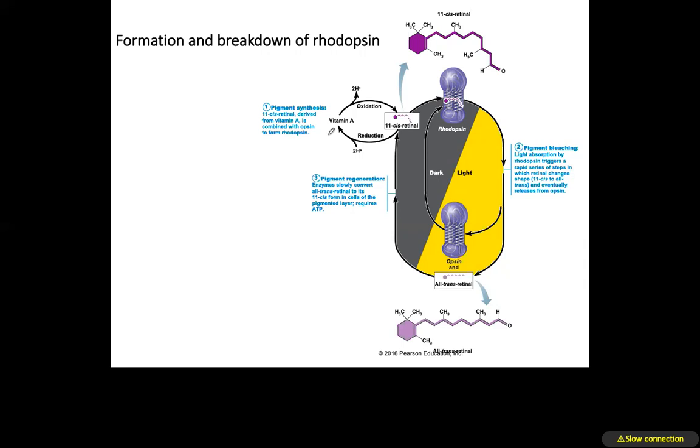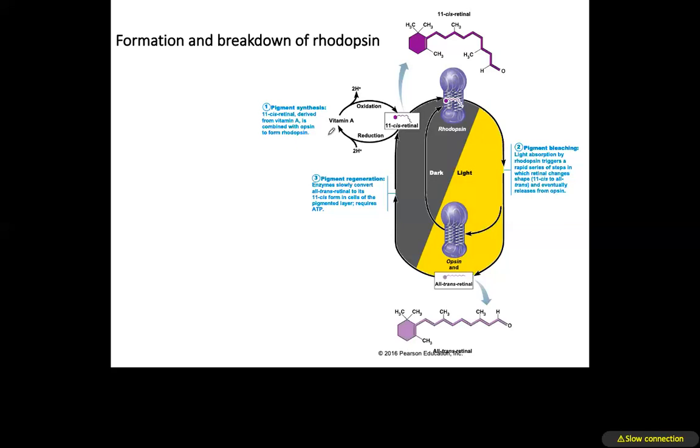Don't make it more complicated than what it is, guys. Stick to the facts. The rhodopsin is a combination of retinal. Try to say it with me as I'm saying it, guys. It's a good review for you. Rhodopsin is a combination of retinal and opsin. When there is no light present, your retinal is in 11 cis position.